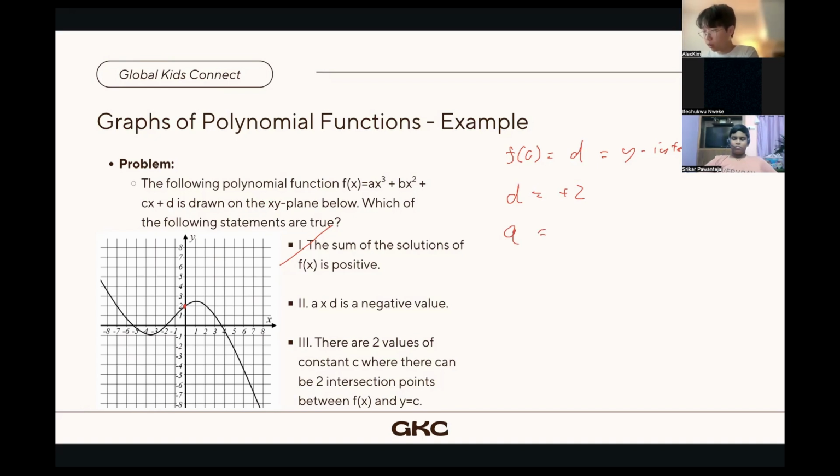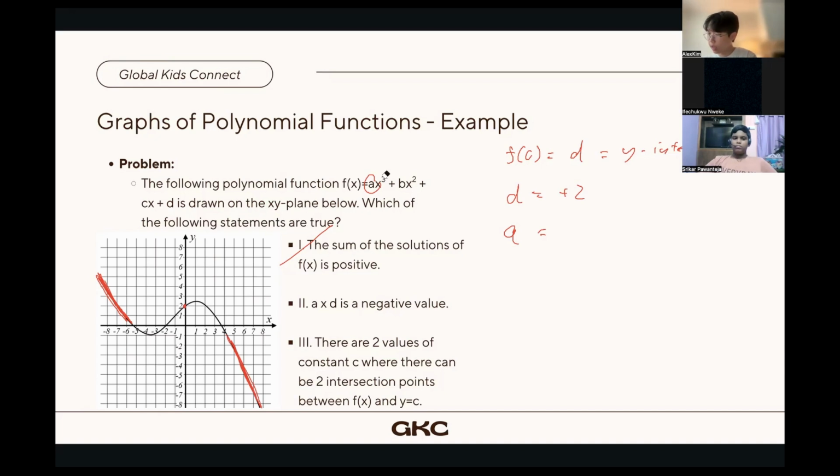And so how we can check what the sign of the coefficient of x to the power 3 is by checking the end behavior, like I talked about. If you look at the graph itself, we can see that on the left side, the end curves upwards, and on the right side, the end curves downwards. So let's say if x keeps on increasing, then the graph will keep on decreasing into the negative value.